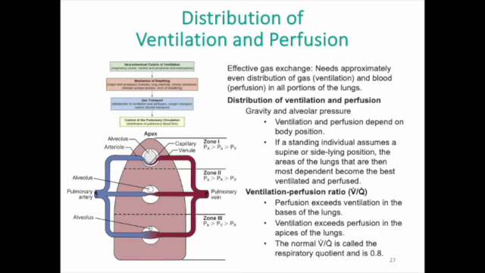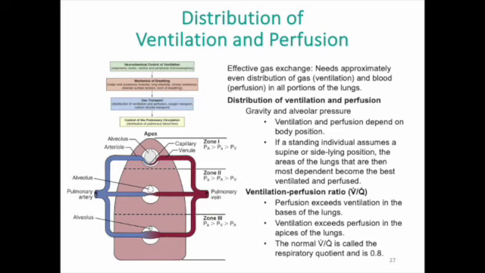So in zone one, the alveolar pressure exceeds the pulmonary arterial and venous pressures. The capillary bed collapses and normal blood flow will cease. Normally, in this zone, it's a small part of the lung at the apex.